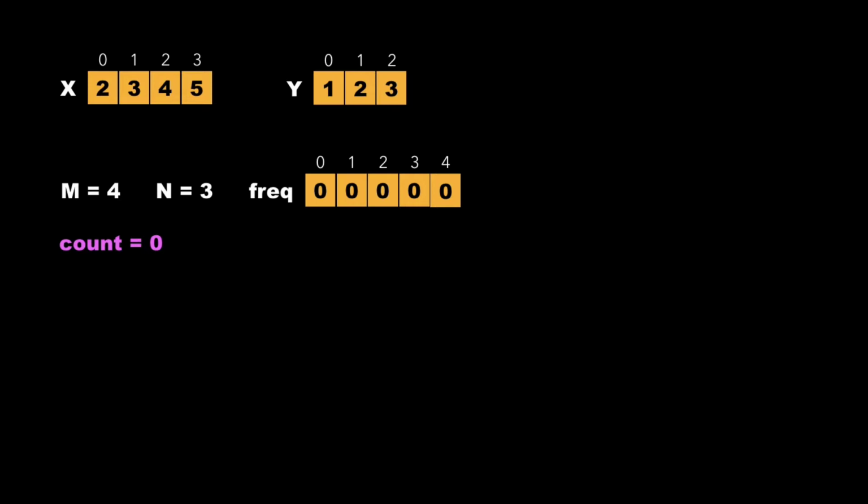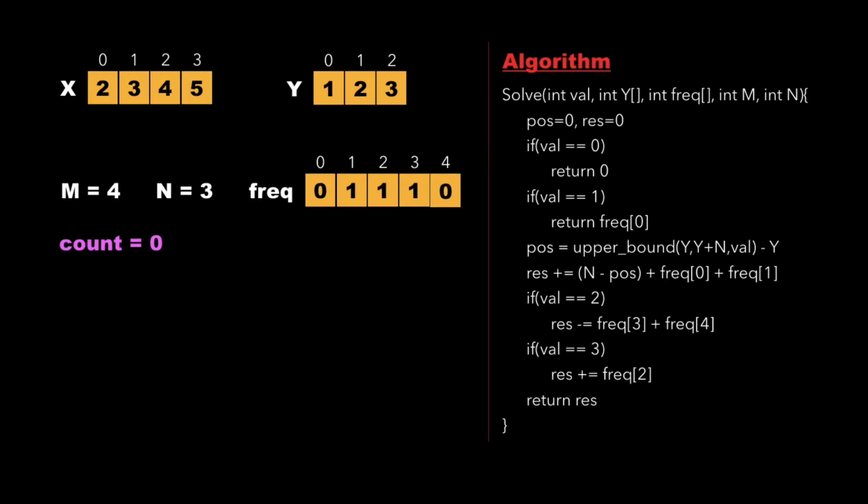So initially let's sort the array Y. Since it is already sorted, we can move further and update the frequency table. So the frequency array contains the count of 1 as 1, 2 as 1 and 3 as 1. The right side of the screen shows the algorithm to solve this particular problem, where we traverse the array X from starting to ending, and at each traversal we consider the element at X of i as val and then call the solve function. So initially i points to 0 and the variable val holds the value 2.